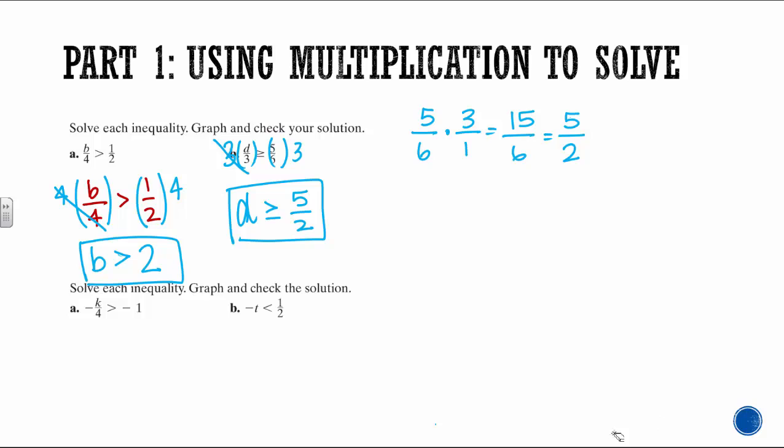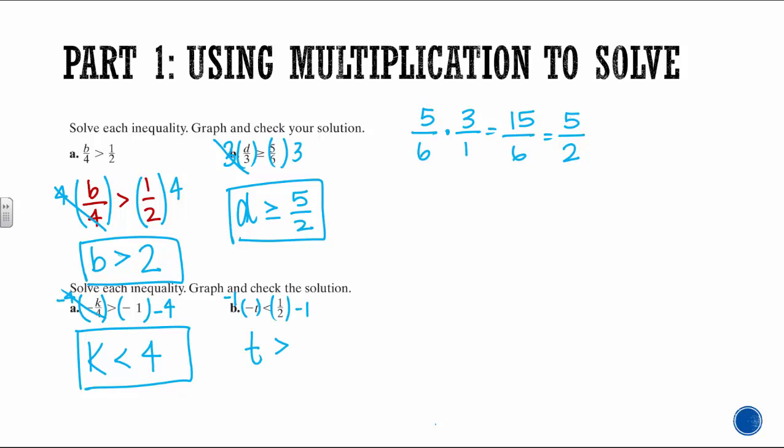Now let's be careful of these ones down here. We have a negative sign here. If I want to get this k by itself, I'm going to have to multiply both sides by negative 4. When you do that, this still crosses off just like normal, but we have to flip the sign. So we want k to be less than a positive 4. Same thing with this next one. To get rid of this negative 1, I'm going to multiply both sides by negative 1. That crosses off, and I'm left with t, but we have to flip the sign, is greater than negative 1/2. And remember, you can check this, and you can also graph your solution.